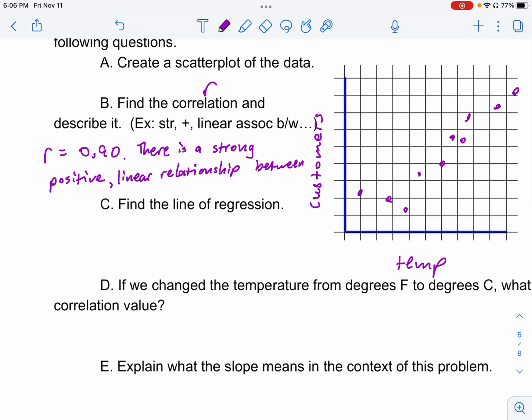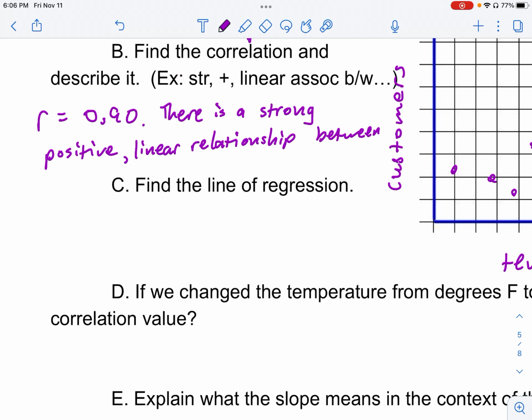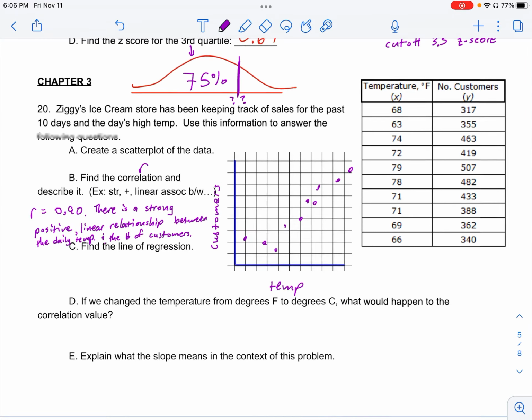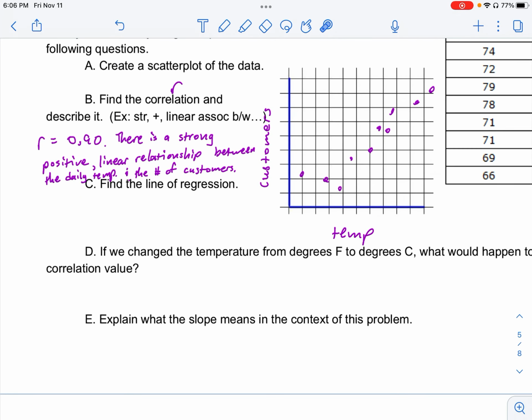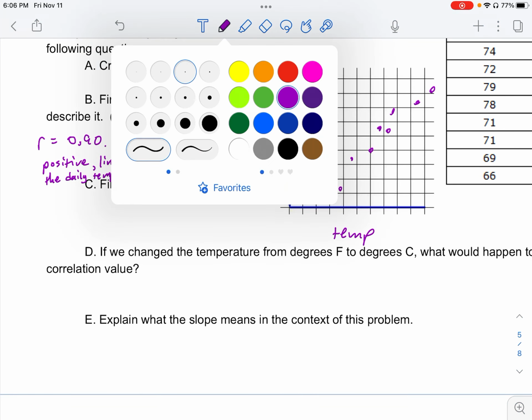Between, I didn't leave you much room here, did I? Between the daily temperature, daily temp, and the number of customers. It's an ice cream store, right? When it's hot out, people want ice cream. Makes sense. Find the line of regression.